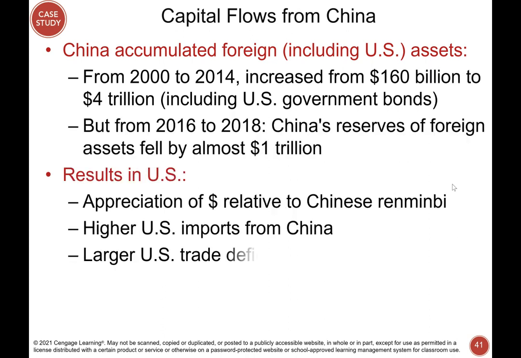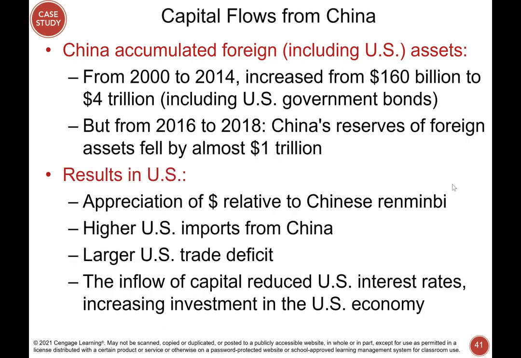Case study: capital flows from China. China accumulated foreign assets, including US assets, from 2000 to 2014, increasing from 160 billion to 4 trillion, including US government bonds. But from 2016 to 2018, China's reserves of foreign assets fell by almost 1 trillion.